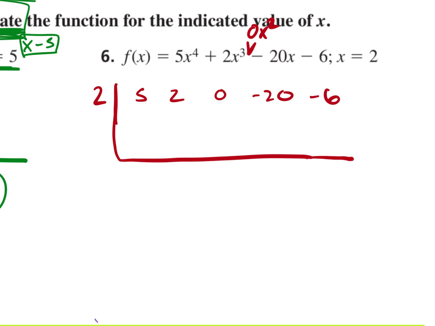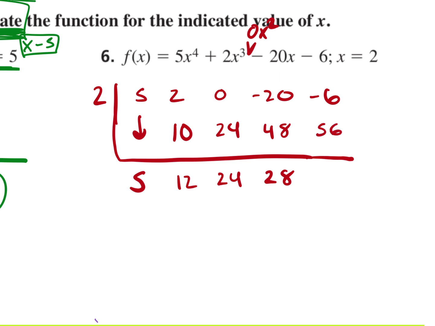What do we do first? Drop down the 5. What do we do next? Multiply. You get 10. 2 plus 10 is 12. 12 times 2 is 24. 24 plus 0 is 24. 24 times 2 is 48. 48 minus 20 would be 28. 28 times 2 is 56. And 56 minus 6 is 50. So what's our answer? When we plug in 2, what do we get? 50, just the remainder.